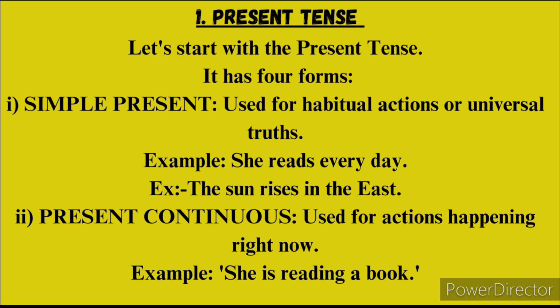Present tense. Let's start with the present tense. It has four forms. Simple present, used for habitual actions or universal truths. For example, she reads every day. Example, the sun rises in the east. Present continuous, used for actions happening right now. Example, she is reading a book. She is writing a letter.